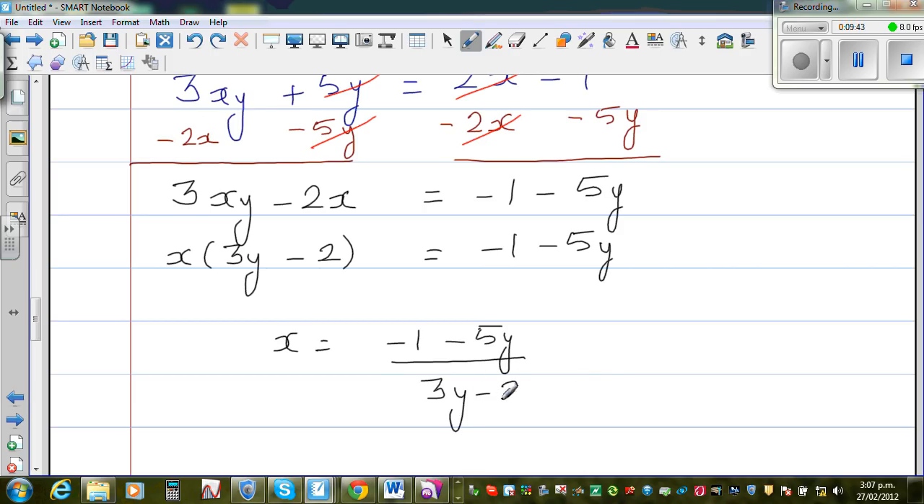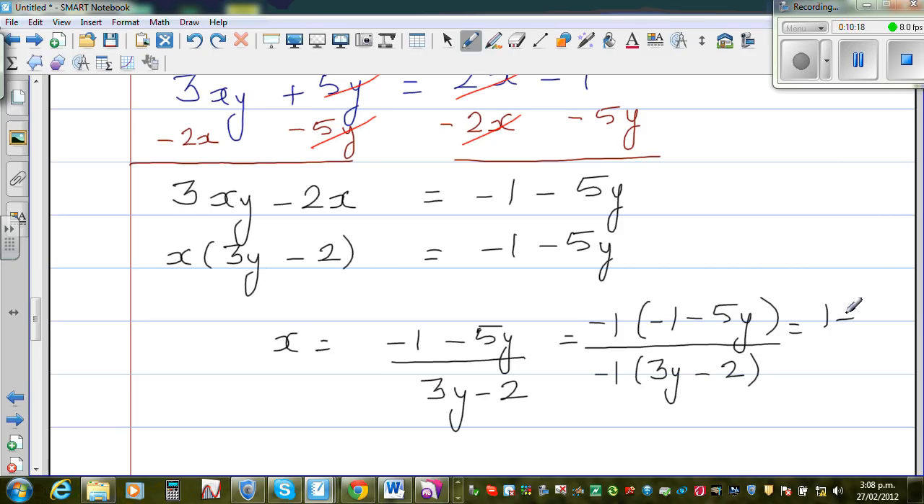I'll do one more step, which is a bit difficult for some of you probably. The next step can be written like this. I'm going to multiply the top and the bottom by negative 1, because I don't like this negative 1, negative 5y. And this is allowed in maths. Whatever you do to the top and the bottom is fine. So basically, I have not done anything. Negative 1 divided by negative 1 is 1. So this will become negative 1 times negative 1 is 1 plus 5y. And this becomes minus 3y plus 2.